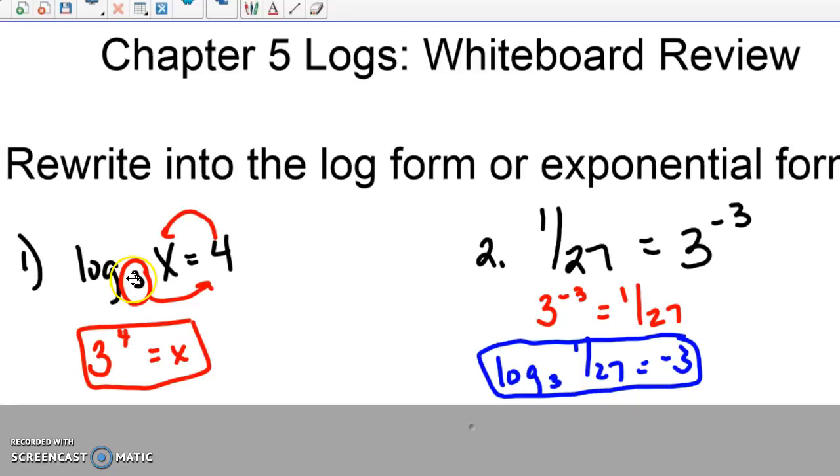Okay, so to change from log to exponential, remember you start with that base number, which is a little subscript, and then the order goes in the counterclockwise motion. So it's 3 to the 4th power equals x.